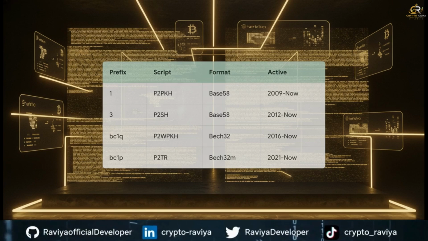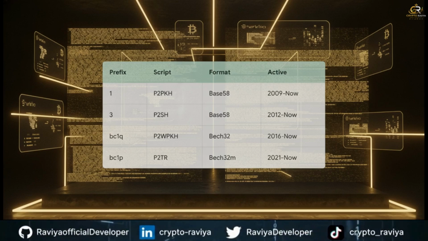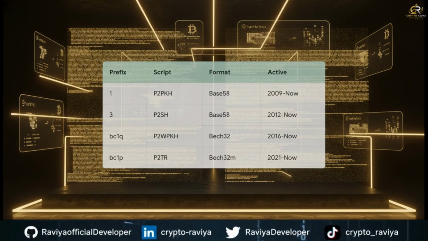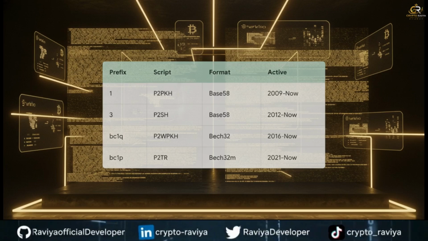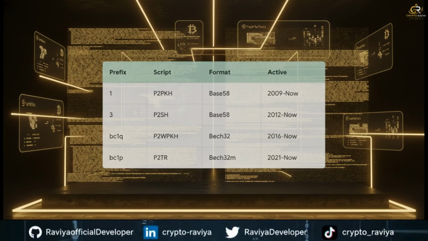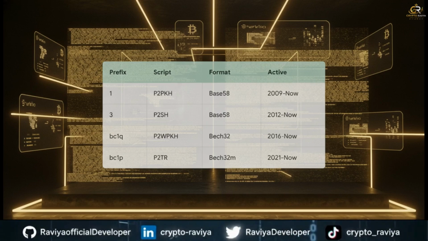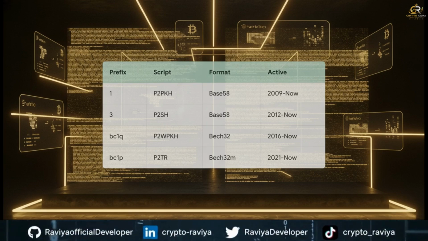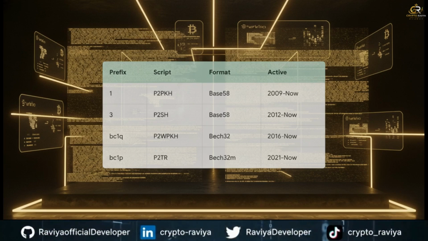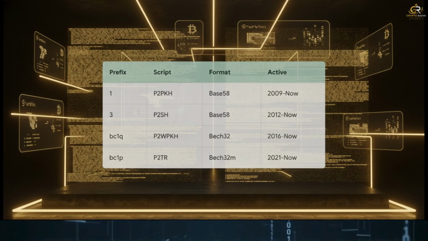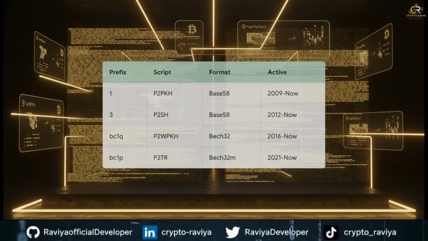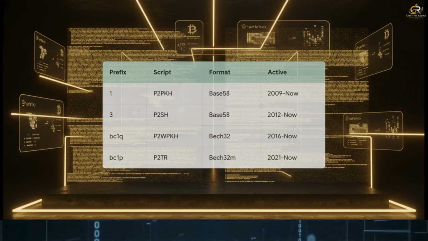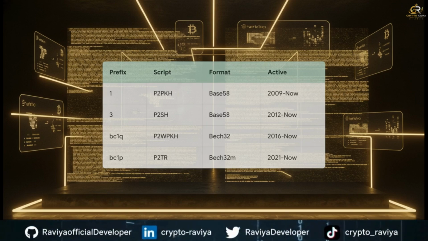Now, historically, these mathematical instructions have evolved quite a bit. Back in 2009, Satoshi designed the original addresses, starting with a 1 using a format called base 58. Those were for pay-to-public key hash scripts. Then around 2012, we saw the 3 prefix introduced for pay-to-script hash. But as Bitcoin leveled up, the addresses had to level up too. Fast forward to 2016, SegWit rolls out the BIP-32 format starting with BC1Q. This was a huge upgrade, getting rid of case sensitivity and greatly improving those error-checking checksums. And most recently, in 2021, Taproot gave us the BC1P prefix using BIP-32M. But here's the kicker. Despite looking totally different on the surface, every single one of these is really just a clever wrapper for a locking script.